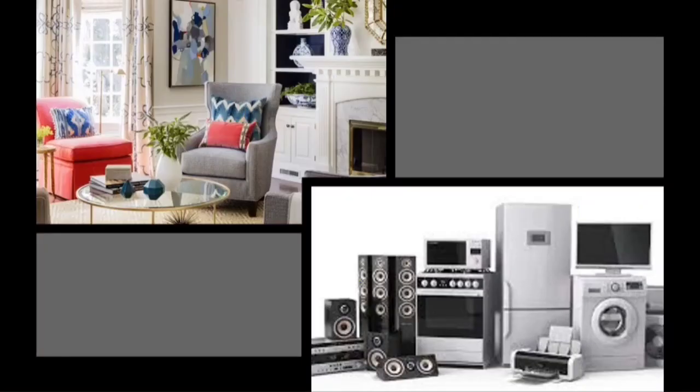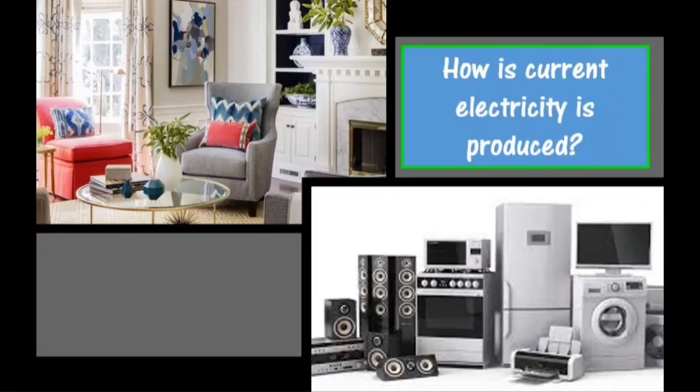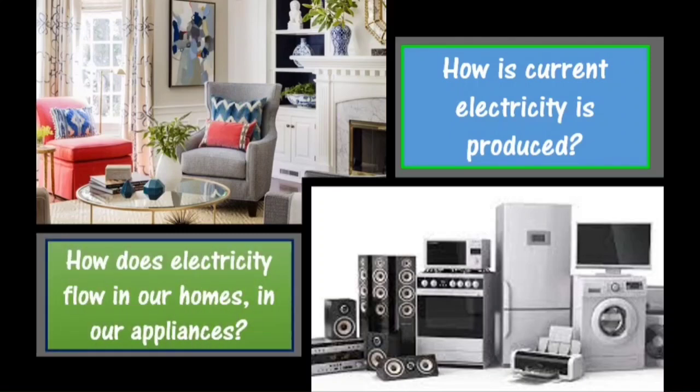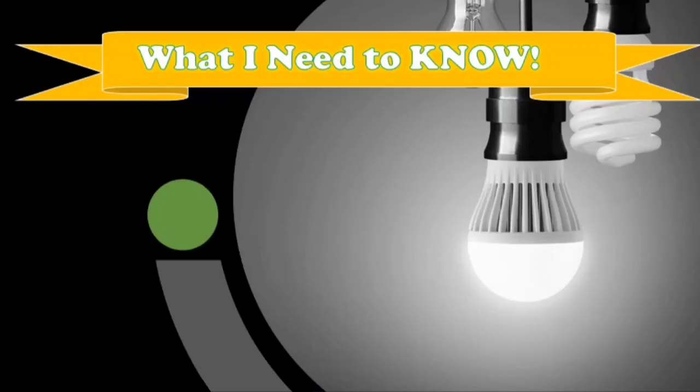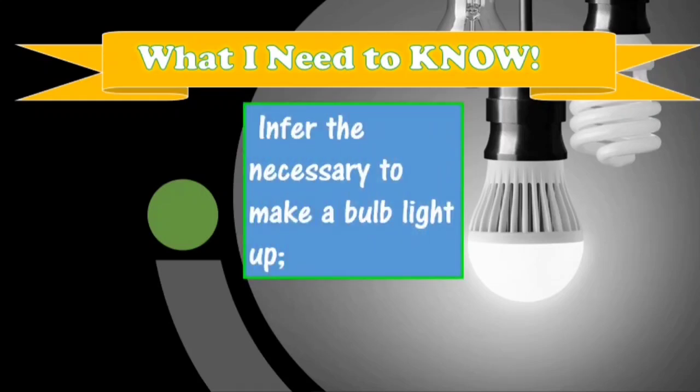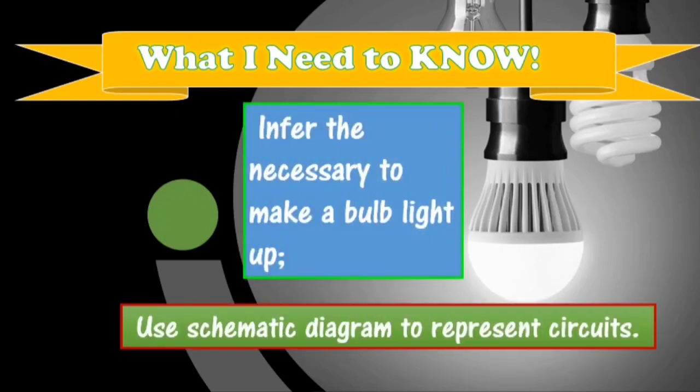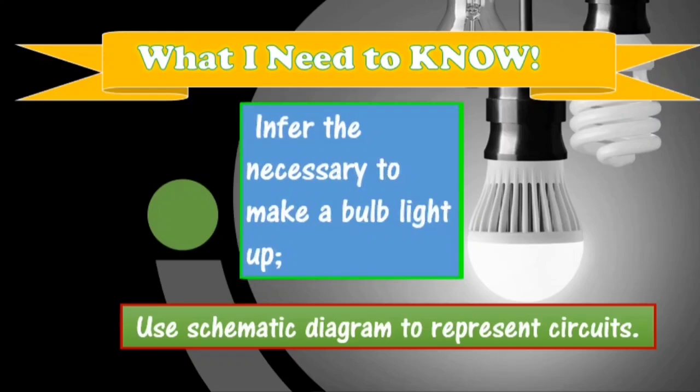But my question now is, how is current electricity produced? How does electricity flow in our homes and in our appliances? So the focus of this lesson is all about electricity. At the end of this lesson, you are expected to infer what is necessary to make a bulb light up and use a schematic diagram to represent circuits.